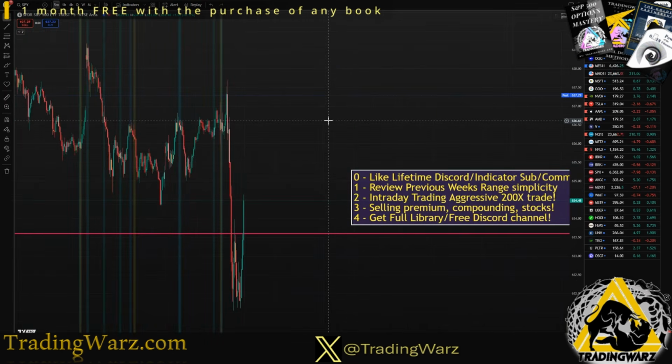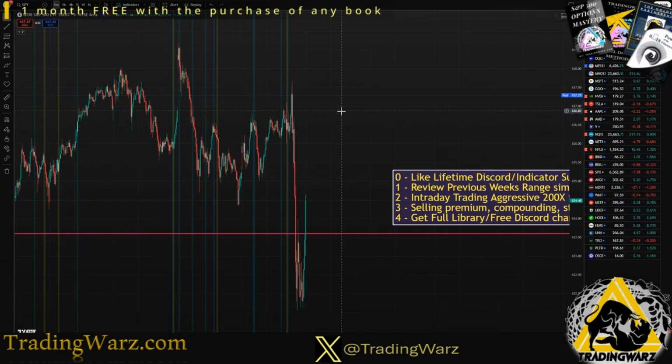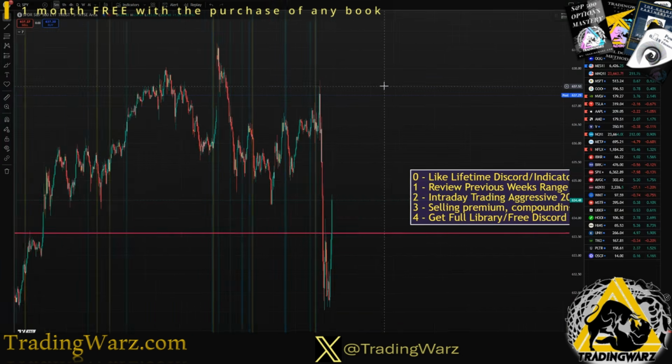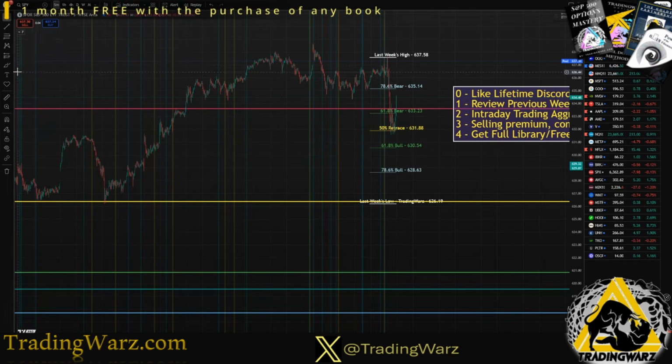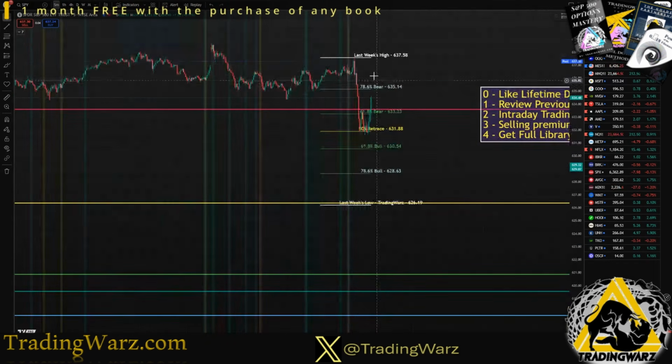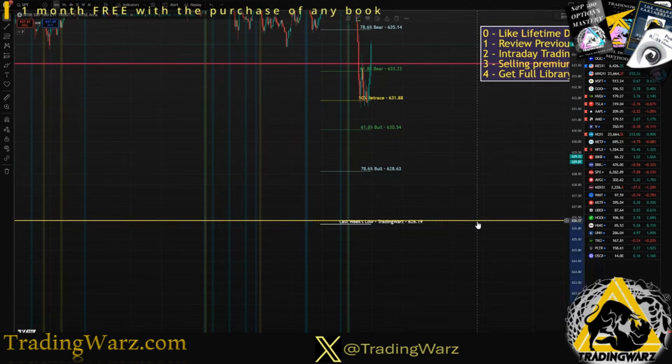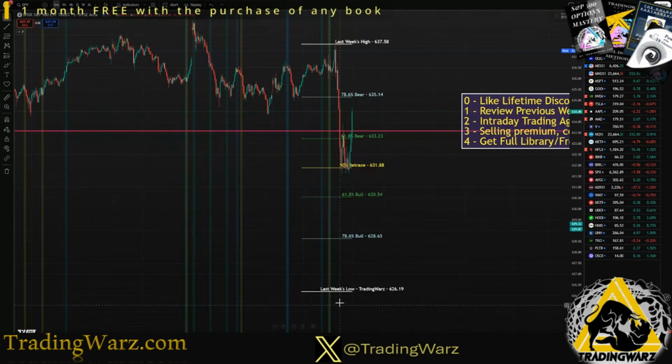Okay. So by no means do you have to actually have the indicator. You can draw this yourself. But I just want to show you something here. So this is the price action for the S&P 500. What I'm going to do here, guys, is I'm going to turn on my previous week's range indicator, okay? And then you can see here, guys, this is last week's high and this is last week's low, okay? So let me just delete this right here, all right? So last week's high and last week's low.